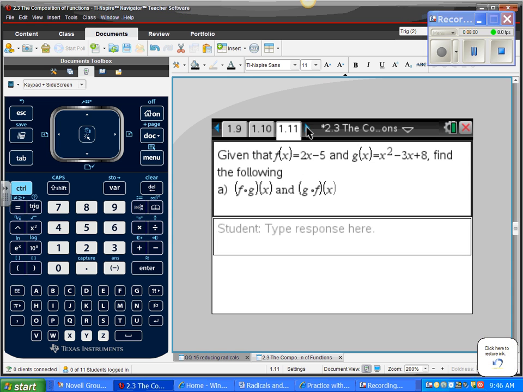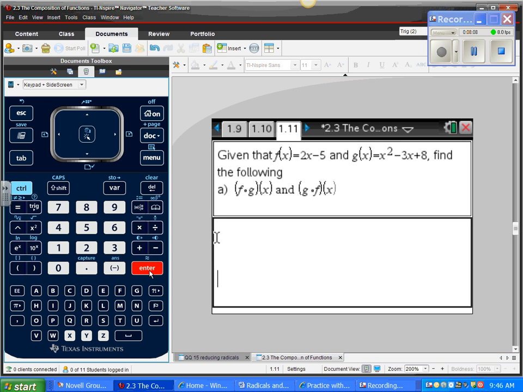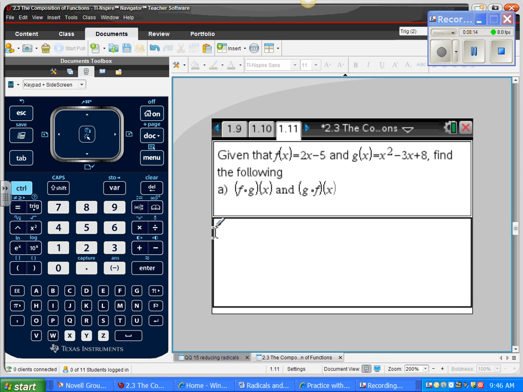All right, so given that f of x equals 2x minus 5 and g of x equals x squared minus 3x plus 8, find the following, f of g of x and g of f of x. So we're going to do both. We're going to start with f of g of x. And you're going to notice that I'm going to make sure that I continue my notation all the way down with each and every step, and I expect you to do that as well.